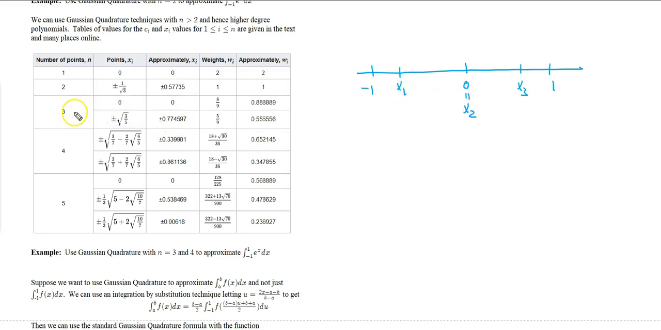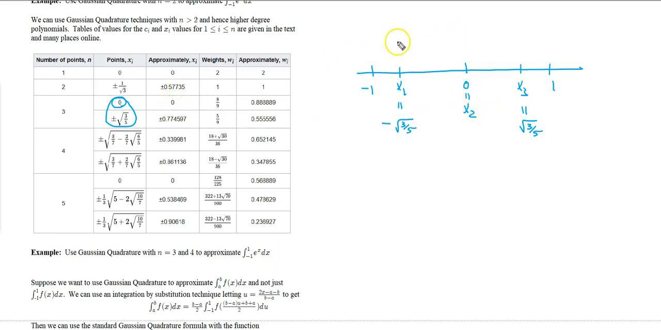So what you're going to get, if you look at this table here, it tells you the nodal values. The x's are right here. It tells you that x1 is actually equal to negative square root of 3/5. The x2 is 0 right here, that's your x2, and the x3 is positive square root of 3/5. So you see that symmetry, x1 is negative x3 and x2 is 0.